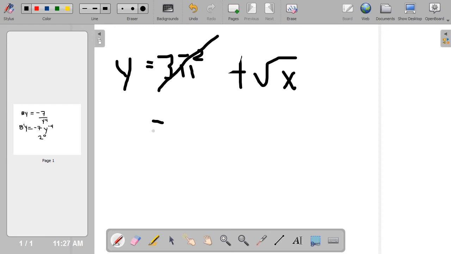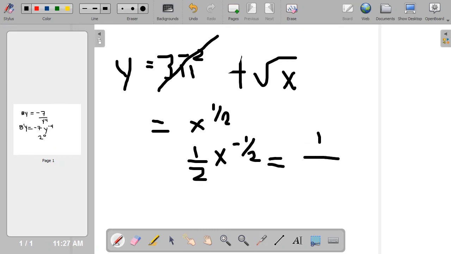And as we solved earlier, you can rewrite that as x raised to 1/2. So the derivative is equal to 1/2 x raised to negative 1/2. Simplifying further would be 1 over 2 square root of x. Pretty easy.